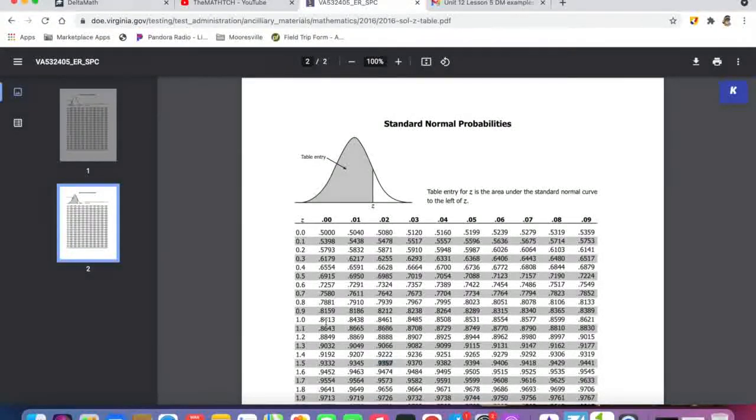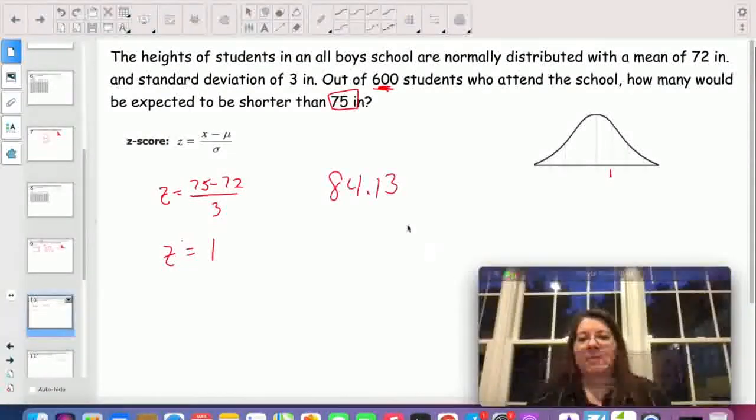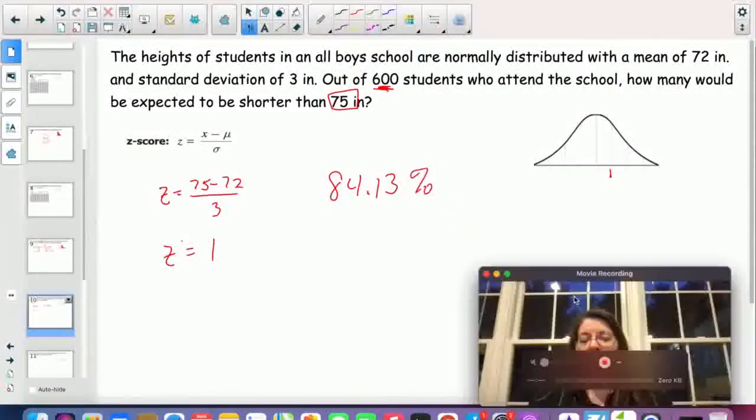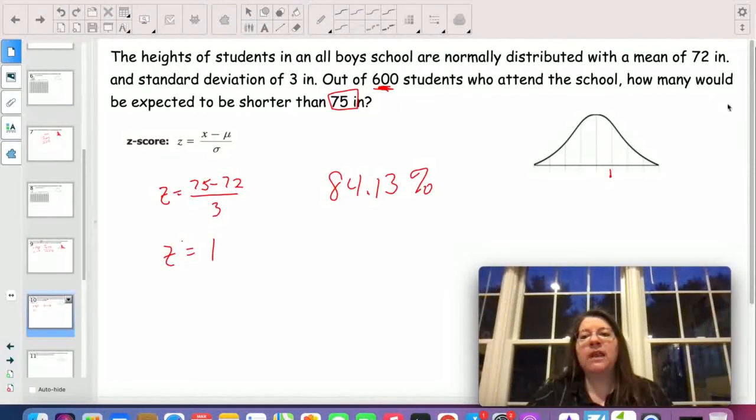Now we said that our empirical rule says very close to 68% of the data is between 1 and -1. The exact amount below 1 is 0.8413. So that means 84.13% of the data lies below. They're asking how many would be expected to be shorter than 75 inches, so 84.13% of 600 students we would expect to be shorter than 75 inches.